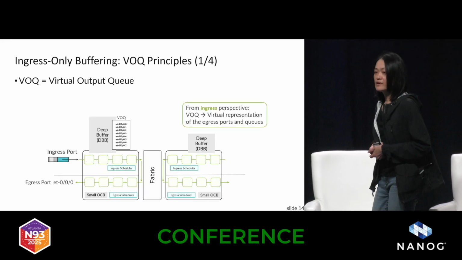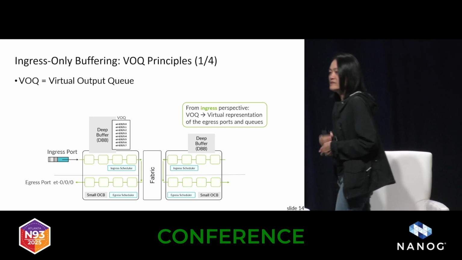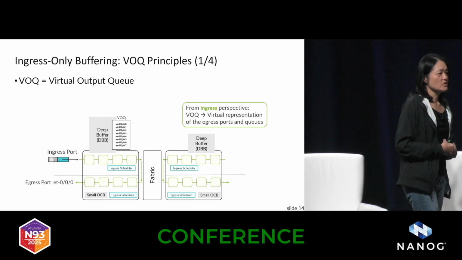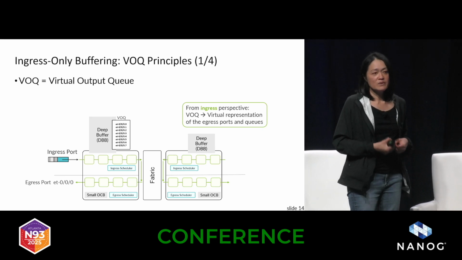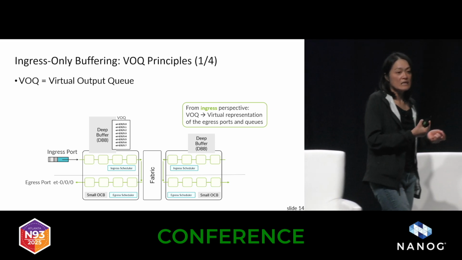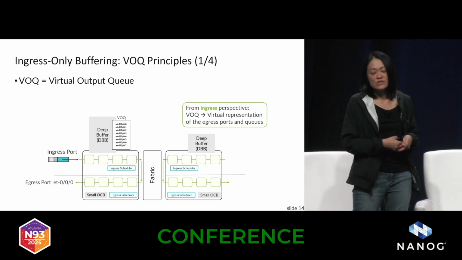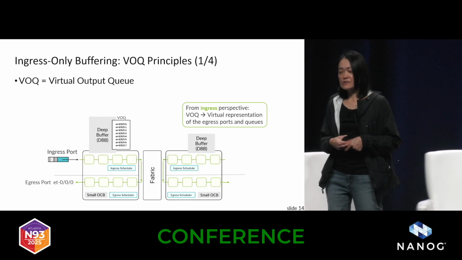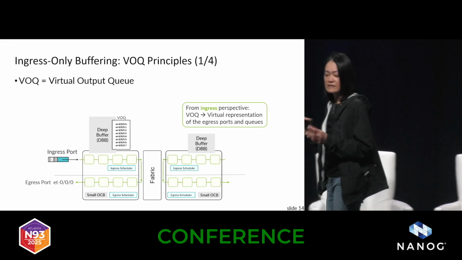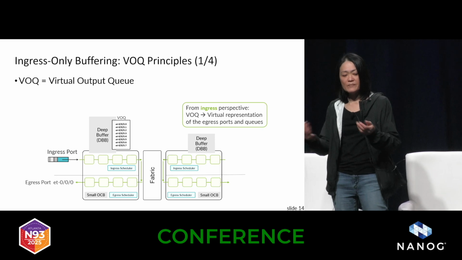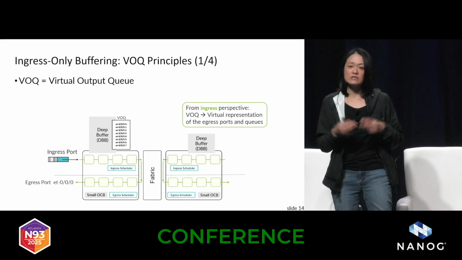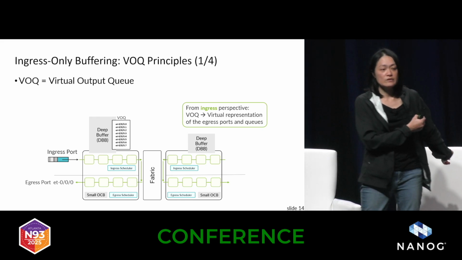Okay, so for ingress-only buffering, we implement this concept of VOQ. VOQ stands for virtual output queue. A virtual output queue is just a virtual representation of an egress queue from the perspective of the ingress side of the chip. And so we implement these queues basically on ingress rather than on egress. There is no actual queuing happening on egress. Once the packet arrives on egress, it can actually go out of the chip. As you saw, it's a very small buffer, really just buffering temporarily just to go out of the chip.